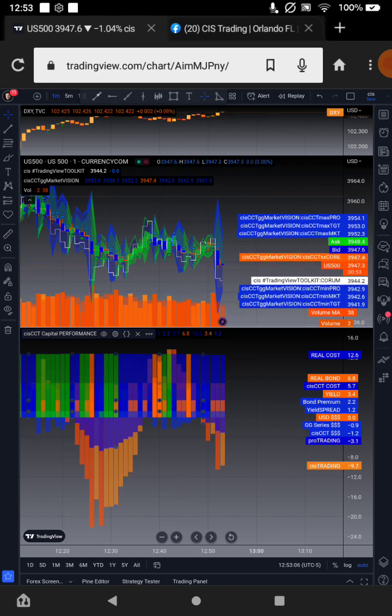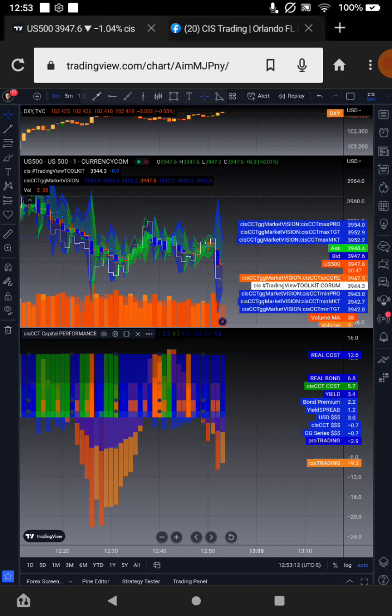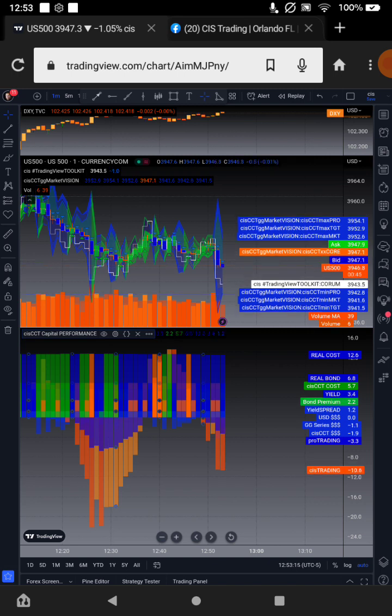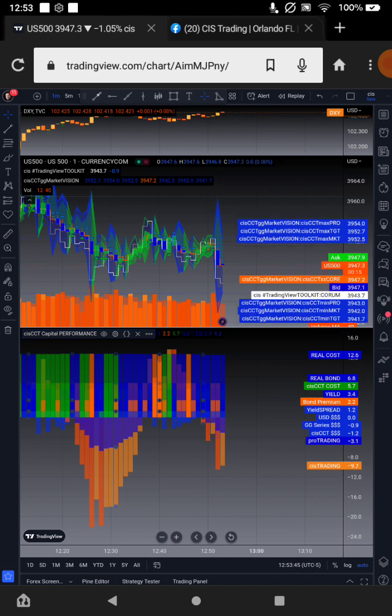And then as you go down, you see the real bond. The real bond is what the total bond is now. Okay, that includes a historical increment and balance of money within the market. Then you have the yield. The yield is the net market yield. The yield spread is the difference between the yield and the cost, which is the CIS CCT cost. Where you see that, that's the actual cost on the bond. And you can see that there's a yield spread there of 1.2%.